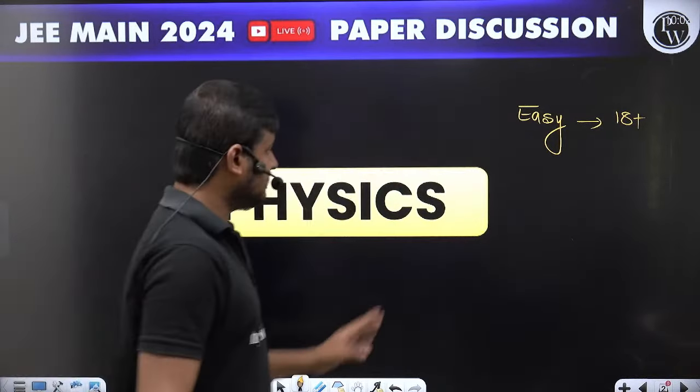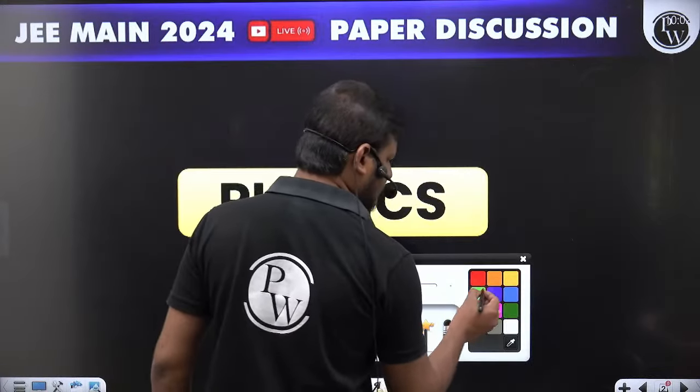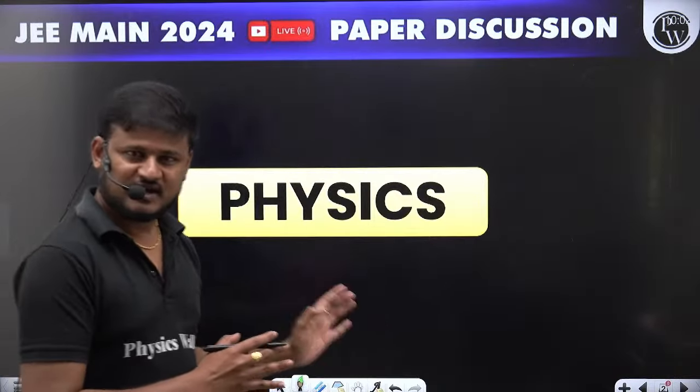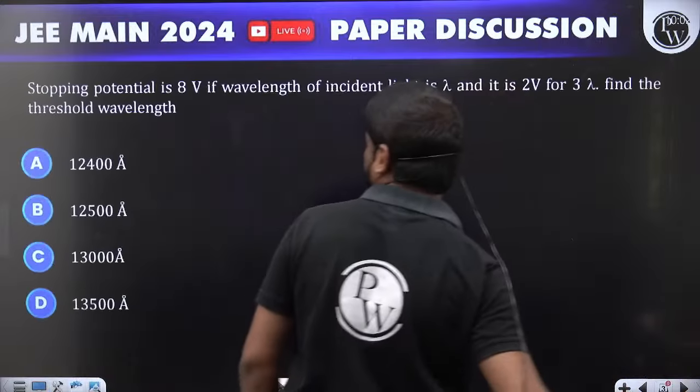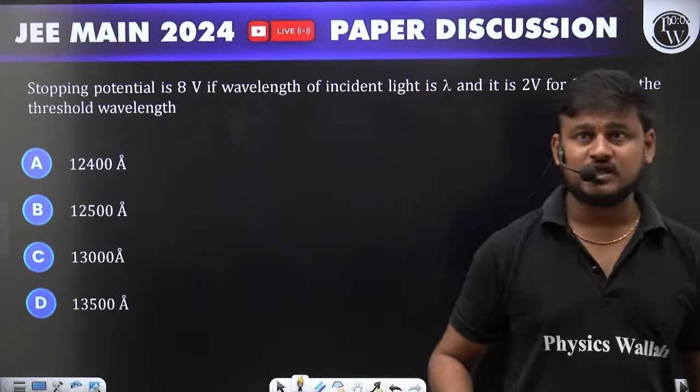So the students who prepared from NCERT or who prepared up to board level also can attempt this paper. Let's discuss the questions one by one. The first question is from class 12th modern physics.